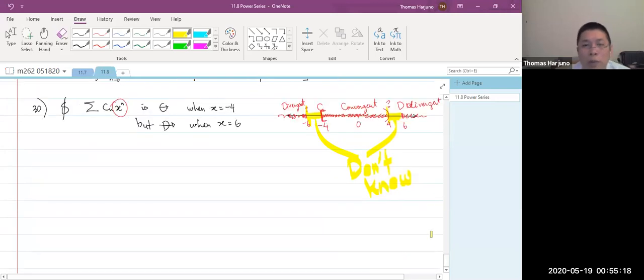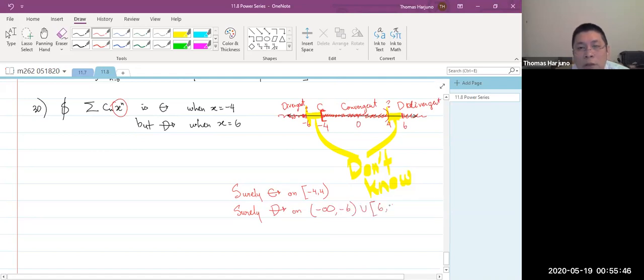Okay, so maybe I write it this way as a small summary. Surely convergent on the interval -4 to 4. Surely divergent on -infinity up to -6 or 6 to infinity. The rest we don't know. Now then, part A.